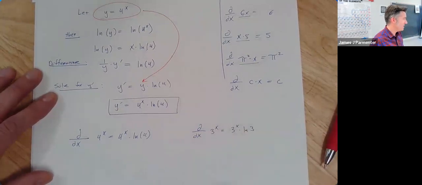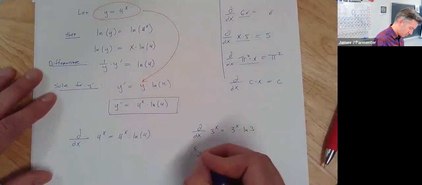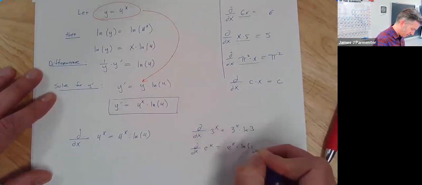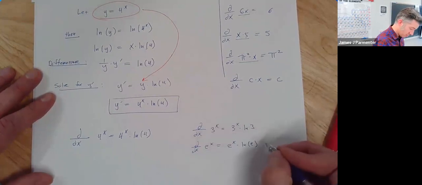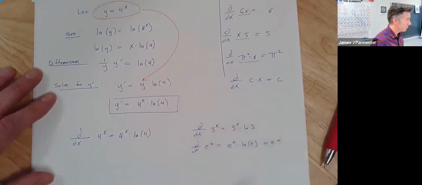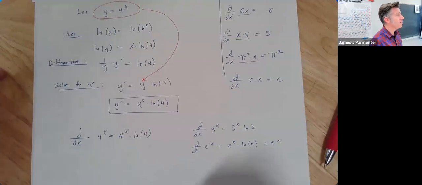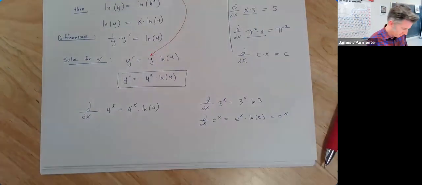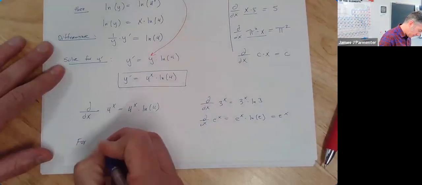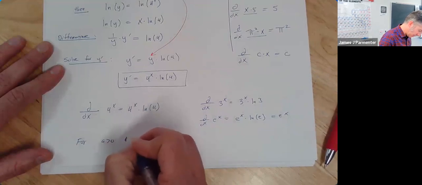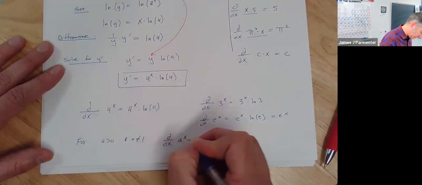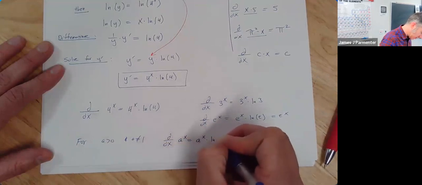It even works if my base is e. The derivative of e to the x is e to the x times natural log of e. The natural log of e is 1. And it works for any positive base that isn't equal to 1. So more generally, we have that for any a greater than 0 and a not equal to 1, the derivative of a to the x is a to the x times the natural log of a.